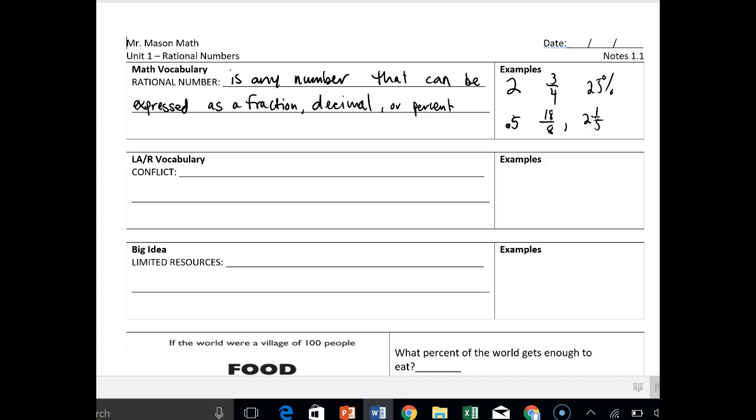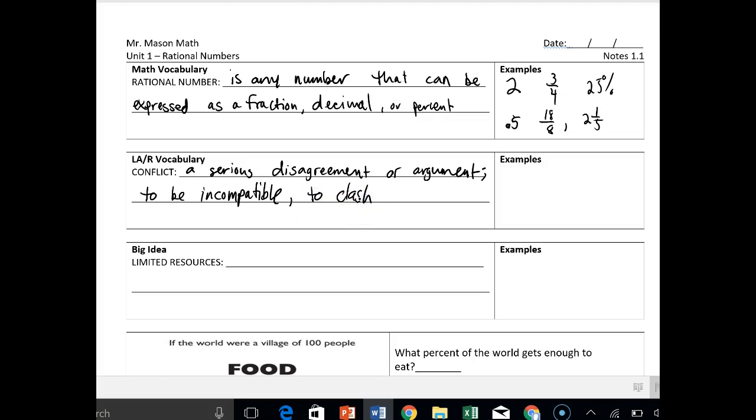Now we have a language arts connection. I know you're going to talk about conflict and collaboration in language arts, so let's define the word conflict. Conflict is a serious disagreement or argument, and you could also say the definition is to be incompatible or not get along, right? To be incompatible, to clash could be another thing.